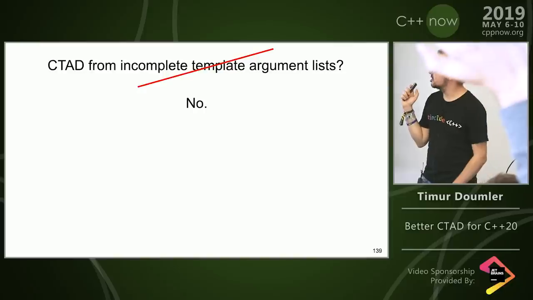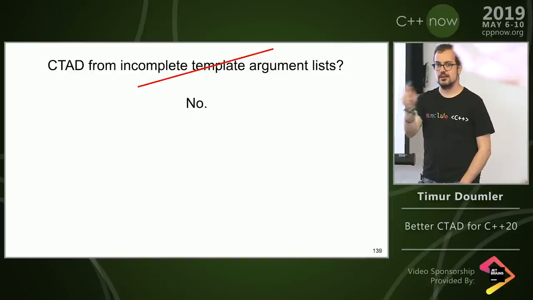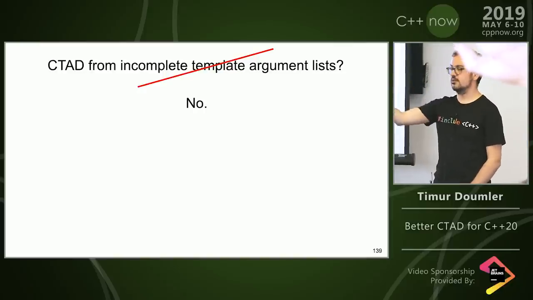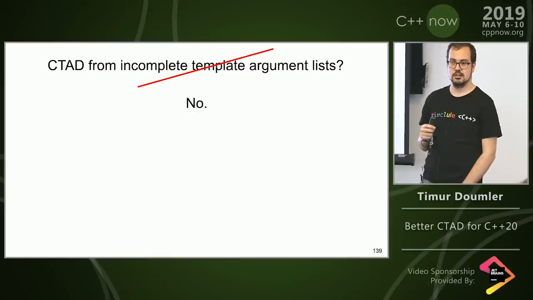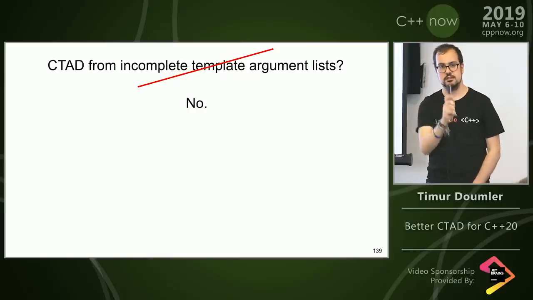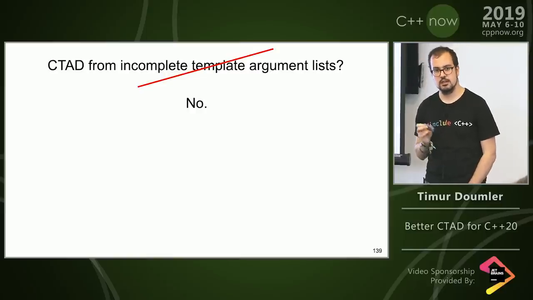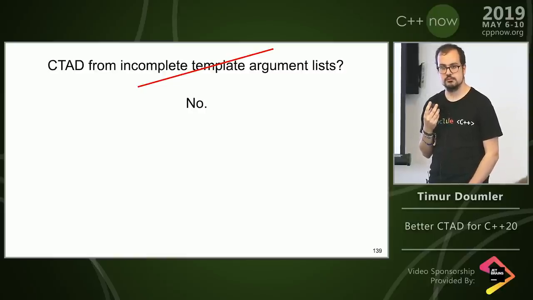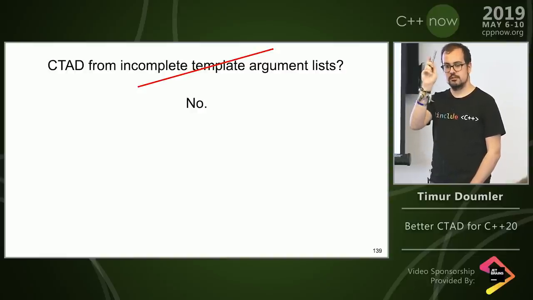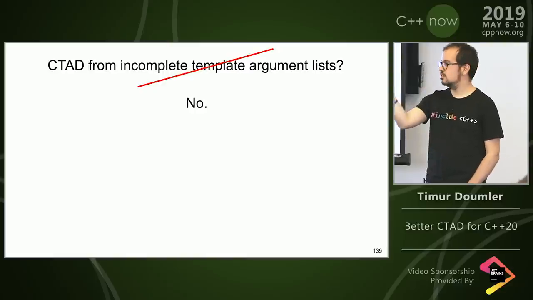Basically, the rule is, OK, let's take questions first. 1, 2, 3. We have 1 minute left. The solution would be to say if a template argument list contains a placeholder, the whole thing becomes a placeholder. Then you could write array of int, comma, auto. We have 1 minute left. So unfortunately, I think we need to discuss this after the talk.